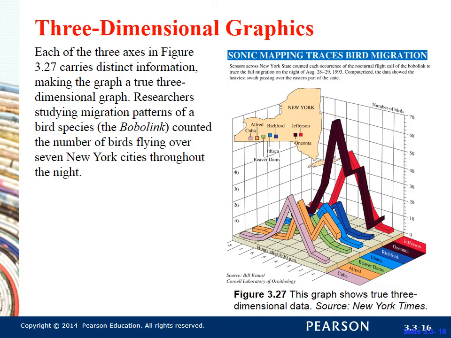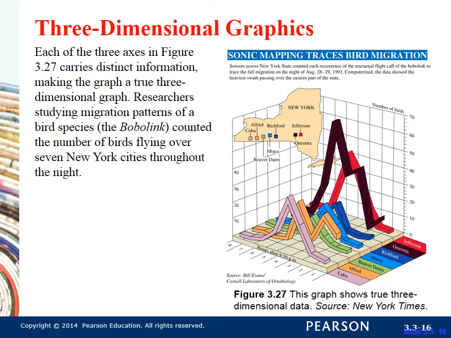All right, so first I got to read what it is about. It's the sonic mapping traces bird migration. All right, so sensors across the United States counted each occurrence of the nocturnal or at night flight call of the bobolink to trace the fall migration on the night of August 28 through 29, 1993. Computerized the data show the heaviest swaths of birds passing over the eastern part of the state. So I'm looking at this going, all right, let's see.